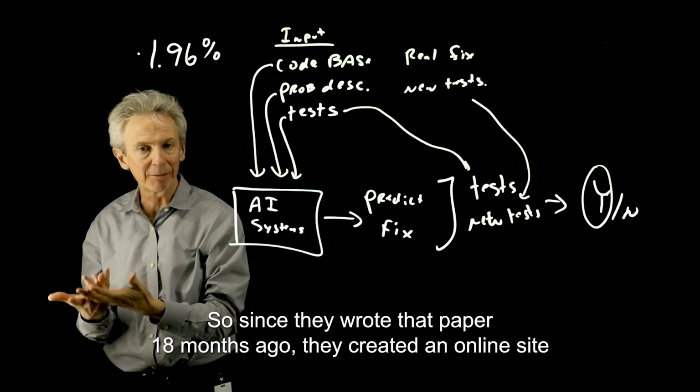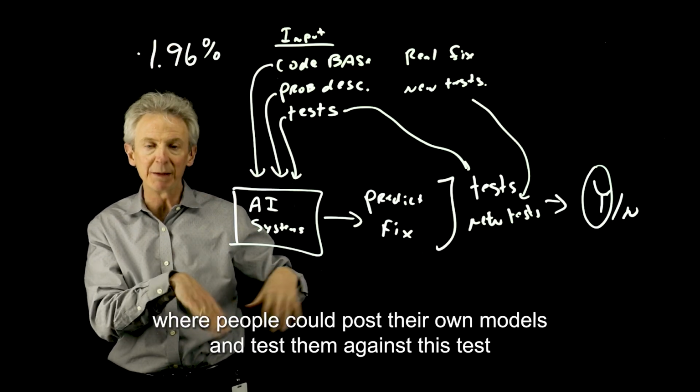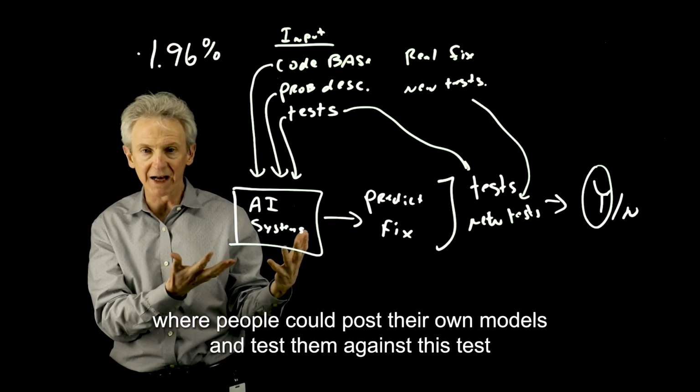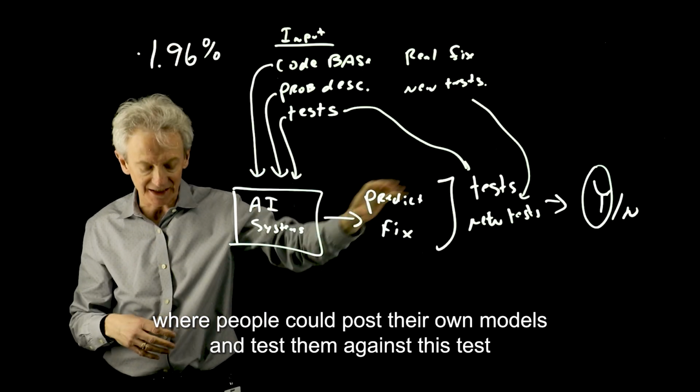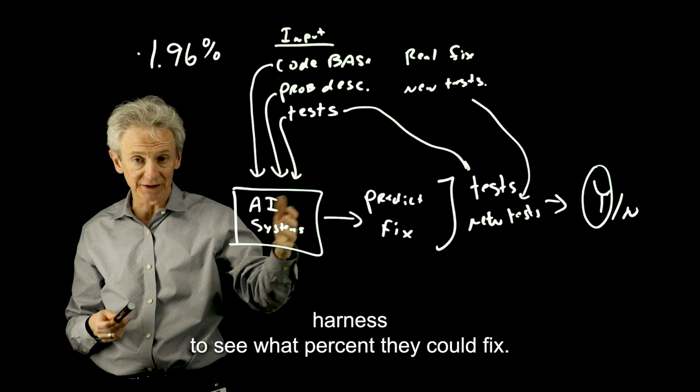So since they wrote that paper 18 months ago, they created an online site where people could post their own models and test them against this test harness to see what percent they could fix.